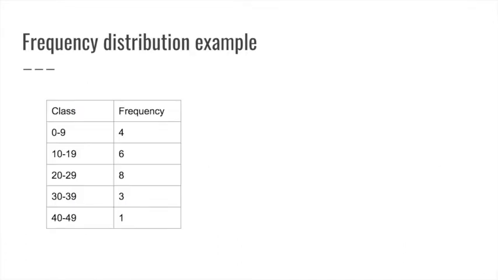Here's an example to hopefully make this make sense. Here we have some classes on the left in this frequency table, and then the frequencies on the right. What we want to do is take the midpoint of each of the classes. If we try to find the midpoint of 0 to 9, that would be 4.5. The midpoint from 10 to 19 would be 14.5, and 20 to 29 would be 24.5. In this table, they're all very consistent, fairly easy to find.